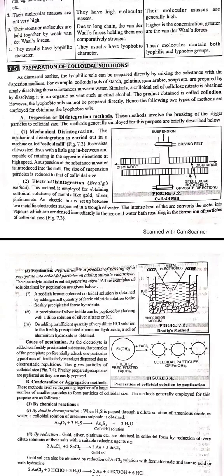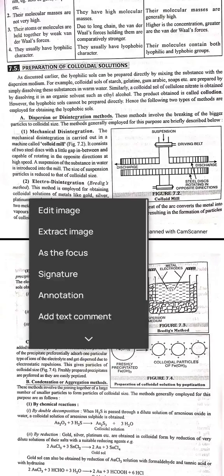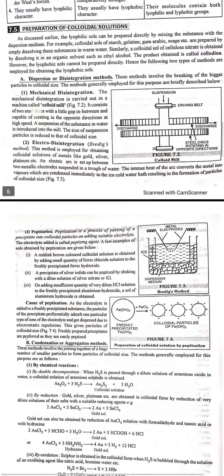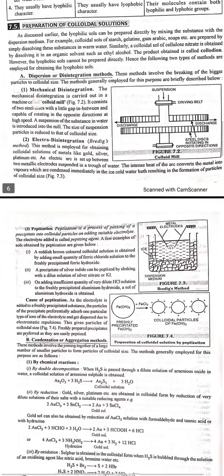Now, our next is electro disintegration, Bredig's method. This method is employed for obtaining colloidal solution of metals like gold, silver, platinum, etc. An electric arc is set up between two metallic electrodes suspended in a trough of water. The intense heat of the arc converts the metal into vapor, which is condensed immediately in the ice cold water bath, resulting in the formation of particles of colloidal size. We can see its figure in 7.3, Bredig's method.